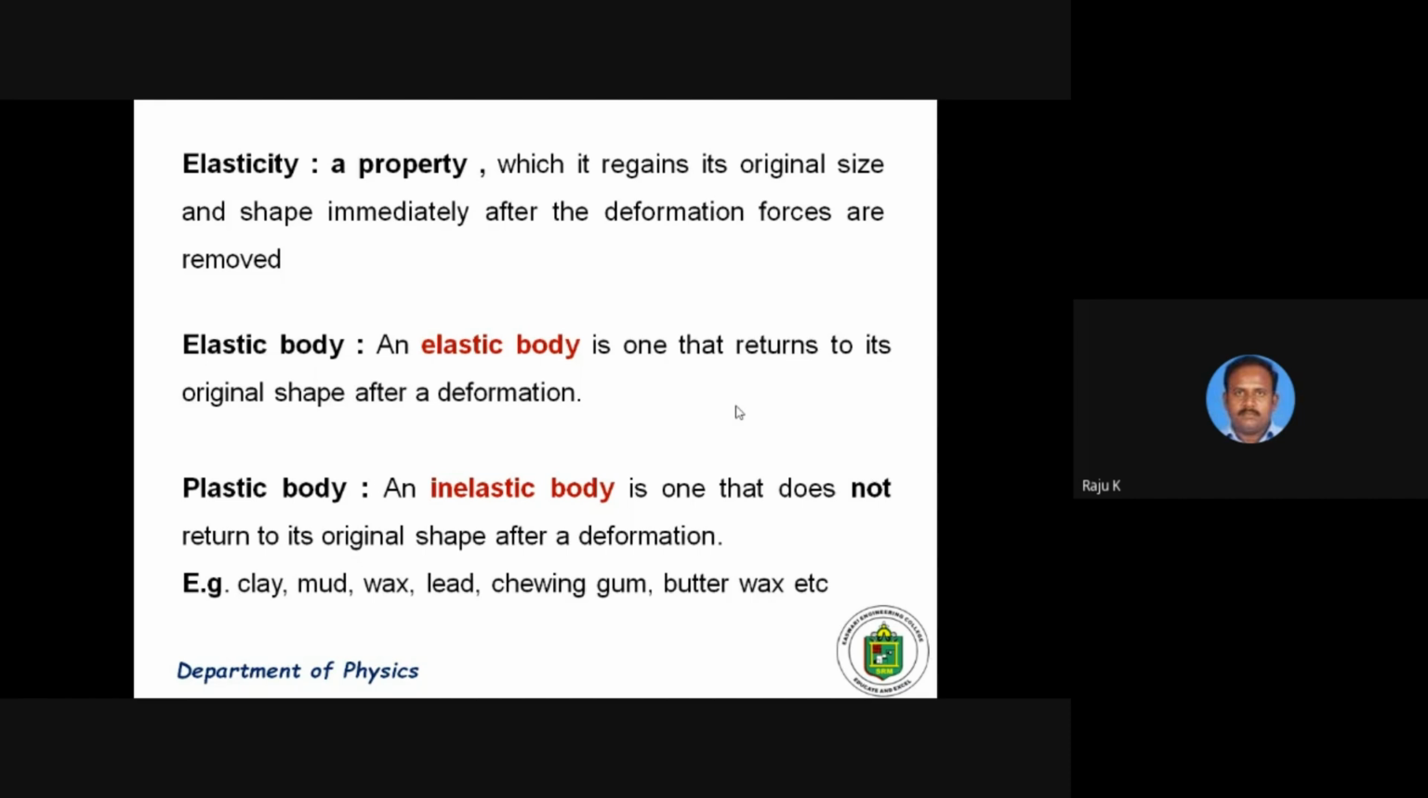These are all some simple examples for knowing the plastic body. The elastic body, we know. The best example is the rubber band.